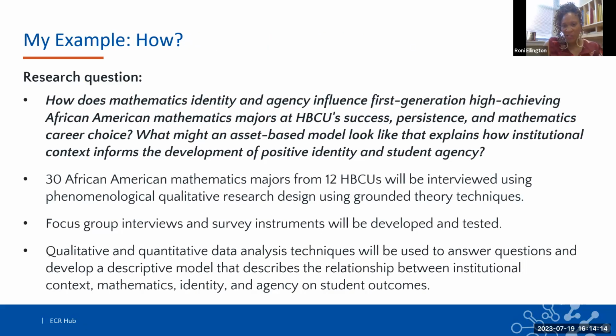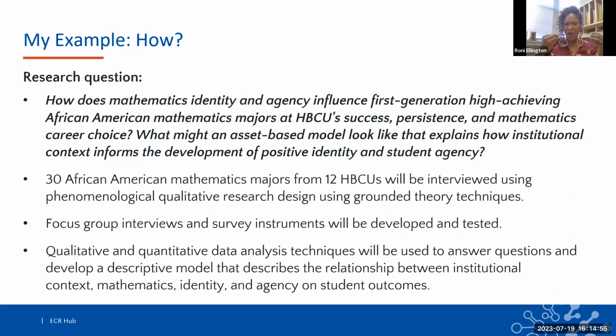So here's my research question. How do mathematics identity and agency influence first-generation, high-achieving African-American majors' success in career choice? What might an asset-based model look like that explains how institutional context informs the development of positive identity and student agency? So it's literally trying to, how do they describe this? And then, what from their descriptions can I build a model that explains this institutional context, positive identity, and student agency? Now, again, this is not the best question because I'm fleshing it out, but that's really where I'm thinking from.